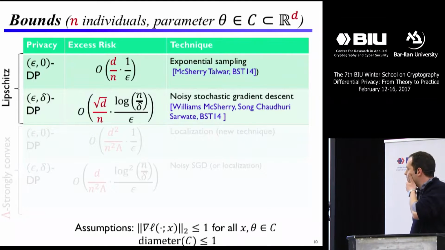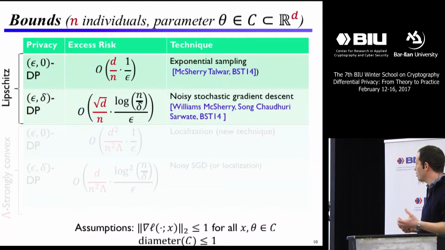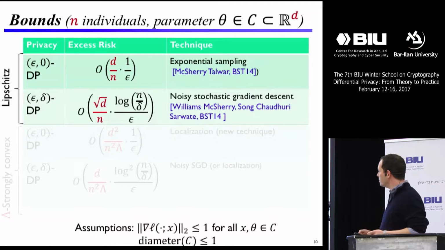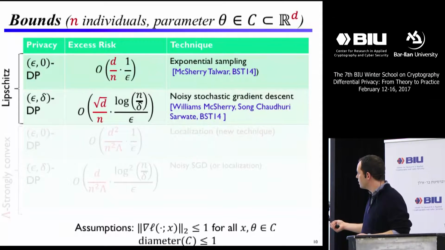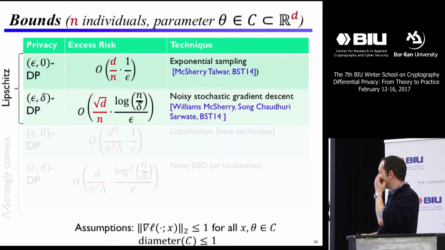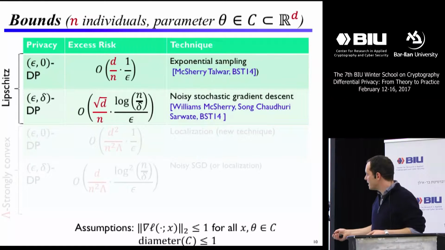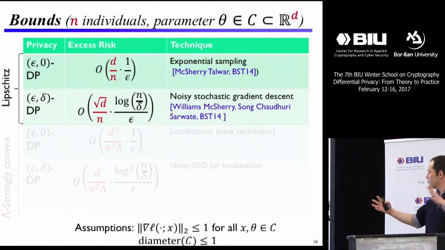Okay, so under these assumptions, we actually have a pretty good understanding of how low we can get the empirical risk for these types of problems. For example, under epsilon-0 differential privacy, the empirical risk is as low as d over epsilon n, and that's tight in general, even for very simple functions. Under epsilon-delta differential privacy, we can shave off an additional square root of d. Here d is the dimension of the parameter vector theta.